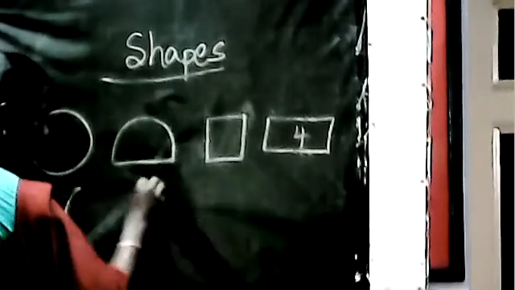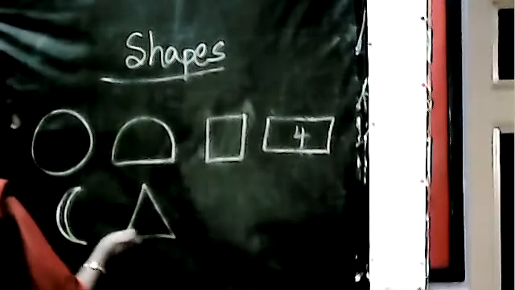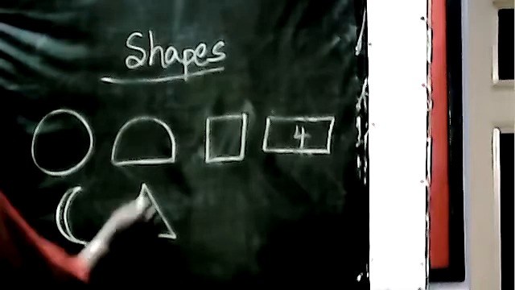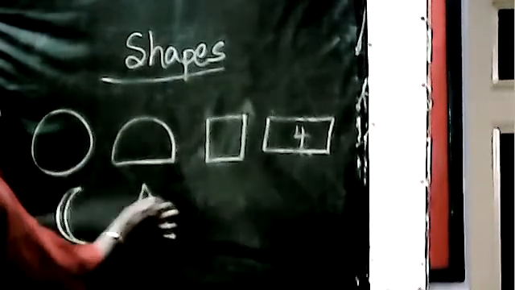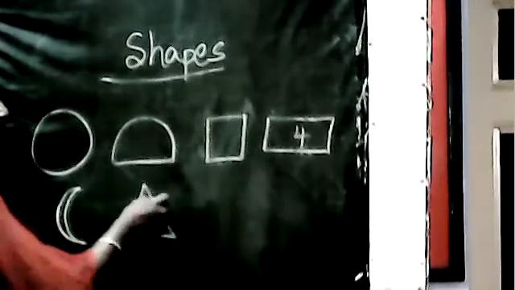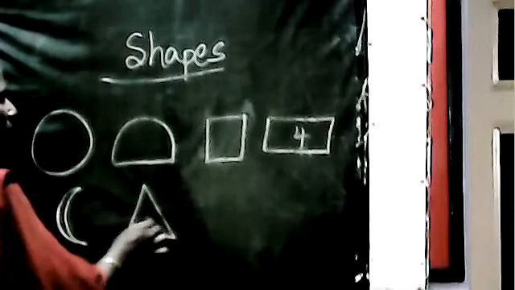Okay, now next is star shape. See, it's a triangle shape. Triangle shape we'll see first. See here, this is a triangle. How many sides are there in the triangle? So you should count. See here, 1, 2, 3. How many sides are there in the triangle, children? 3 sides are there.